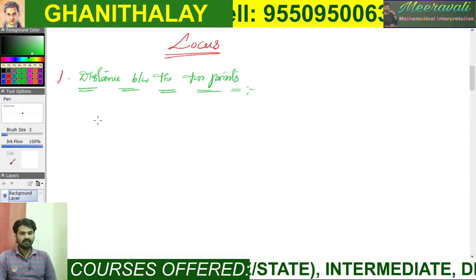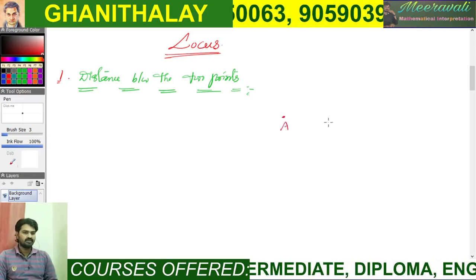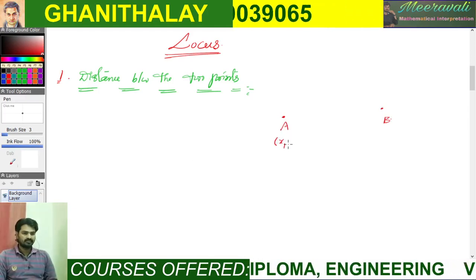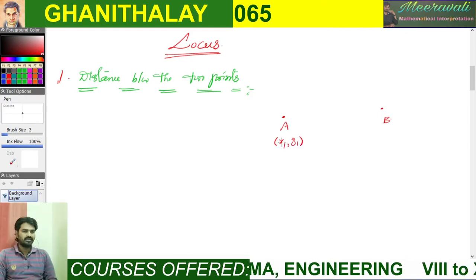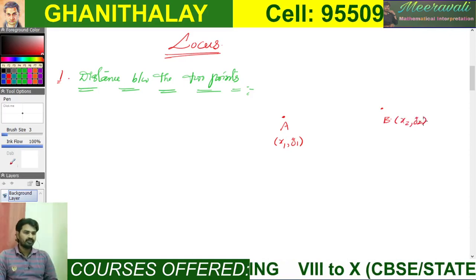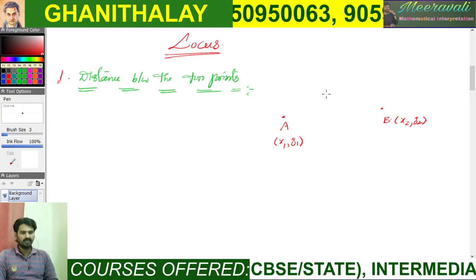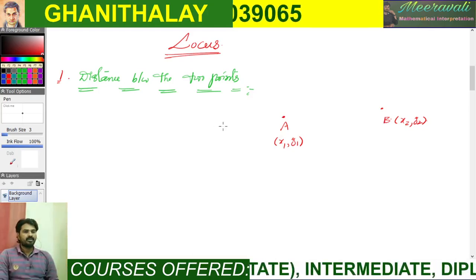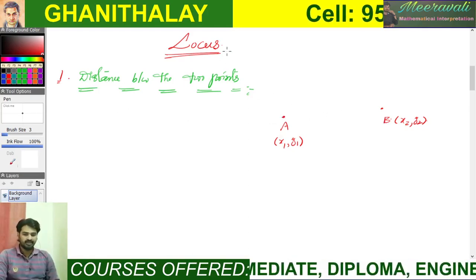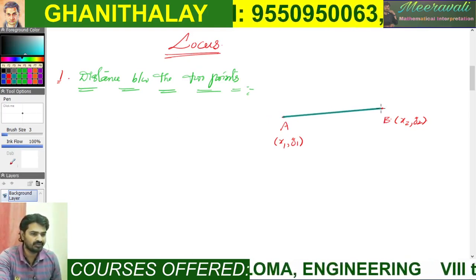Observe here carefully. First of all, let us take the 2 points here. Suppose this is point A, and this is the point B. The points can be represented by the ordered pair x1 comma y1. Let us take another coordinate x2 comma y2, another ordered pair B. Now we are going to find the distance between the points A and B. The distance between the points A and B is denoted by AB. In the diagram, this is the distance from A to B.